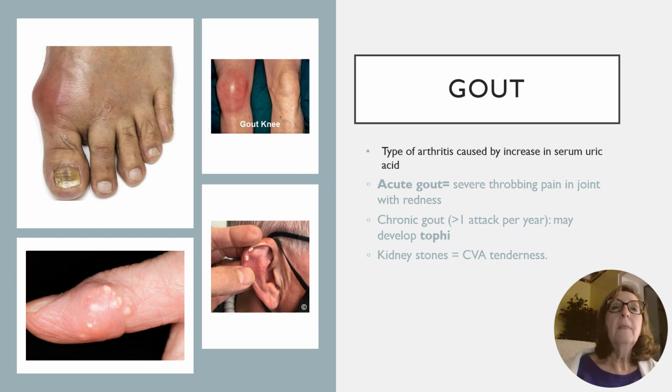It may, in the area of gout, develop tophi. So when you look at the bottom two pictures, you see those white lumpy things. Those are the tophi. Patients with gout can also develop kidney stones, and we can assess that by checking for CVA tenderness, costovertebral angle tenderness. Remember when we were doing the abdominal exam in the lab and we did that indirect percussion? That will help us to determine if the patient's having any CVA tenderness.